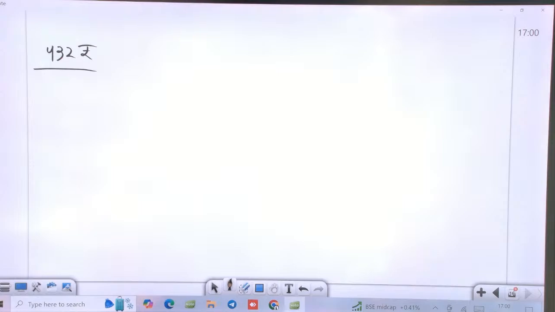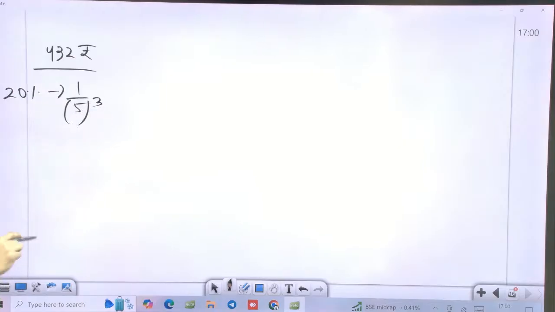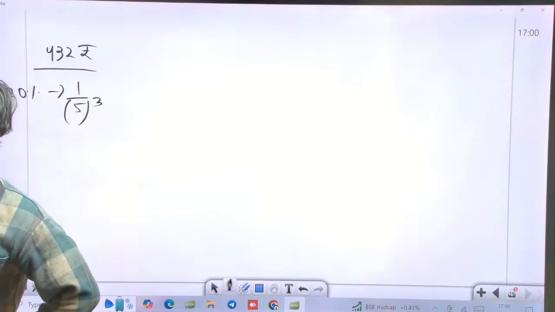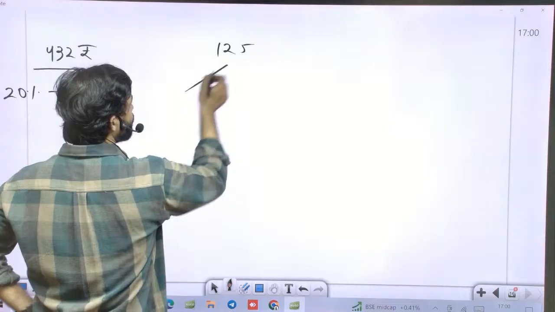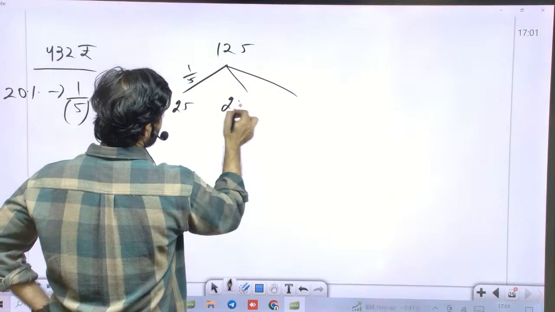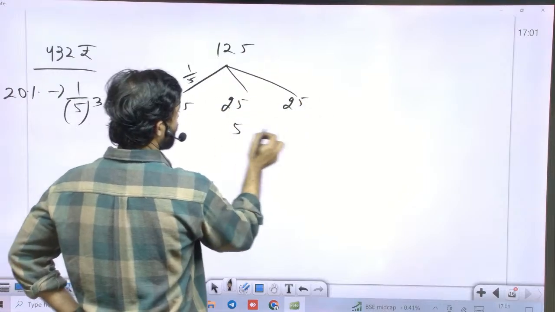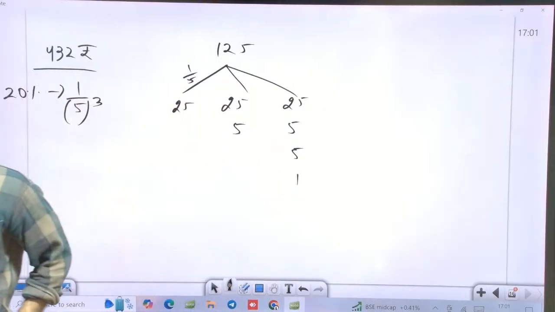Good, very good. 3375 is the right answer. Okay, what is the rate of interest? 20%. What will be the fraction of it? It is 1 by 5. The case is of how many years? 3 years. So we have to cube it, and the cube of 5 is 125. We collect the interest at 1 by 5, so this is 25, 25 and 25, then 5, 5, 5 and 1. This is the chart. Any problem in this?